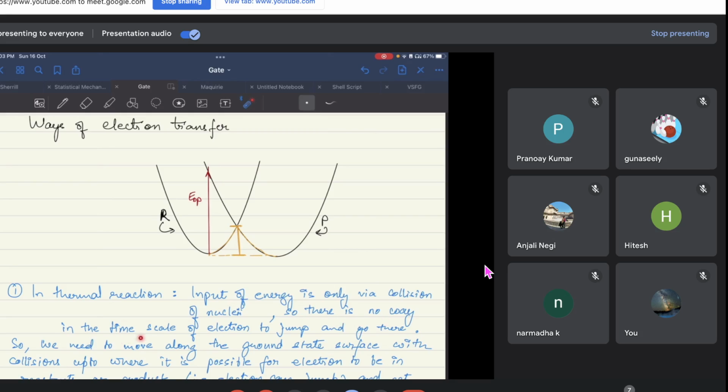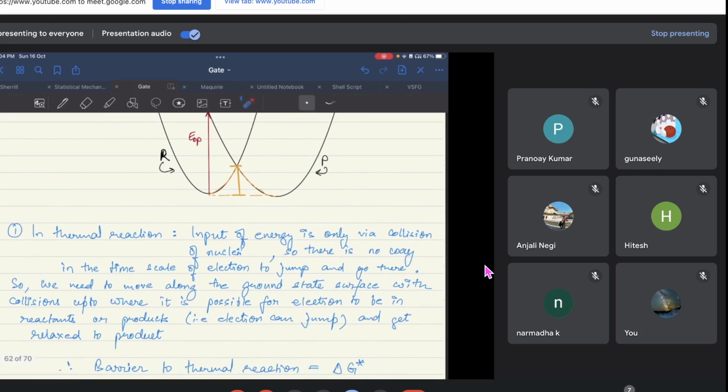So there is no way, in the time scale of the electron, to jump and go there. I mean, from here to here, the electron cannot get transferred in a thermal reaction just by collision, because the time scales of the collision and the electron transfer are way more separated and different. So we need to move along the ground state surface with the collisions up to where it is possible for the electron to be in reactant or product. That is, the electron can jump and get relaxed to the product side.